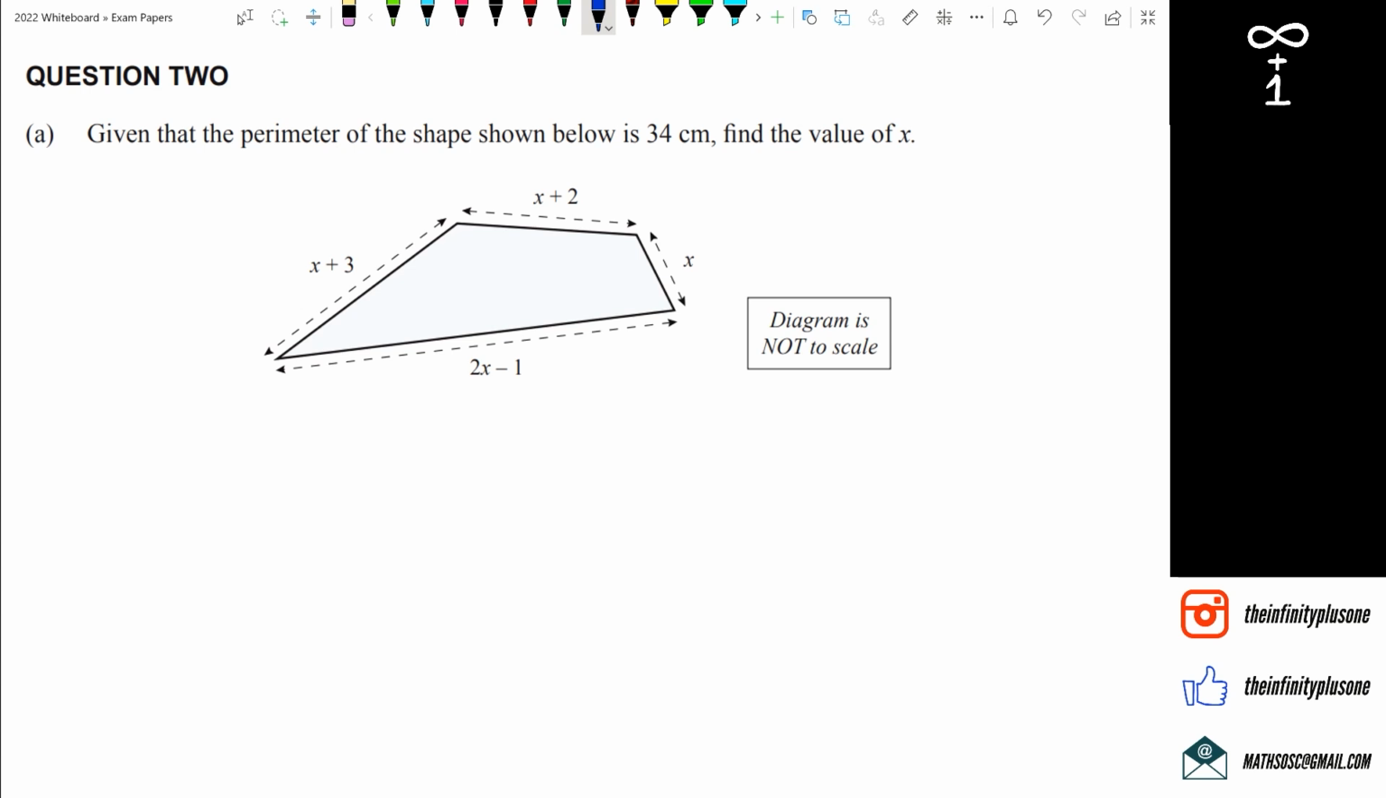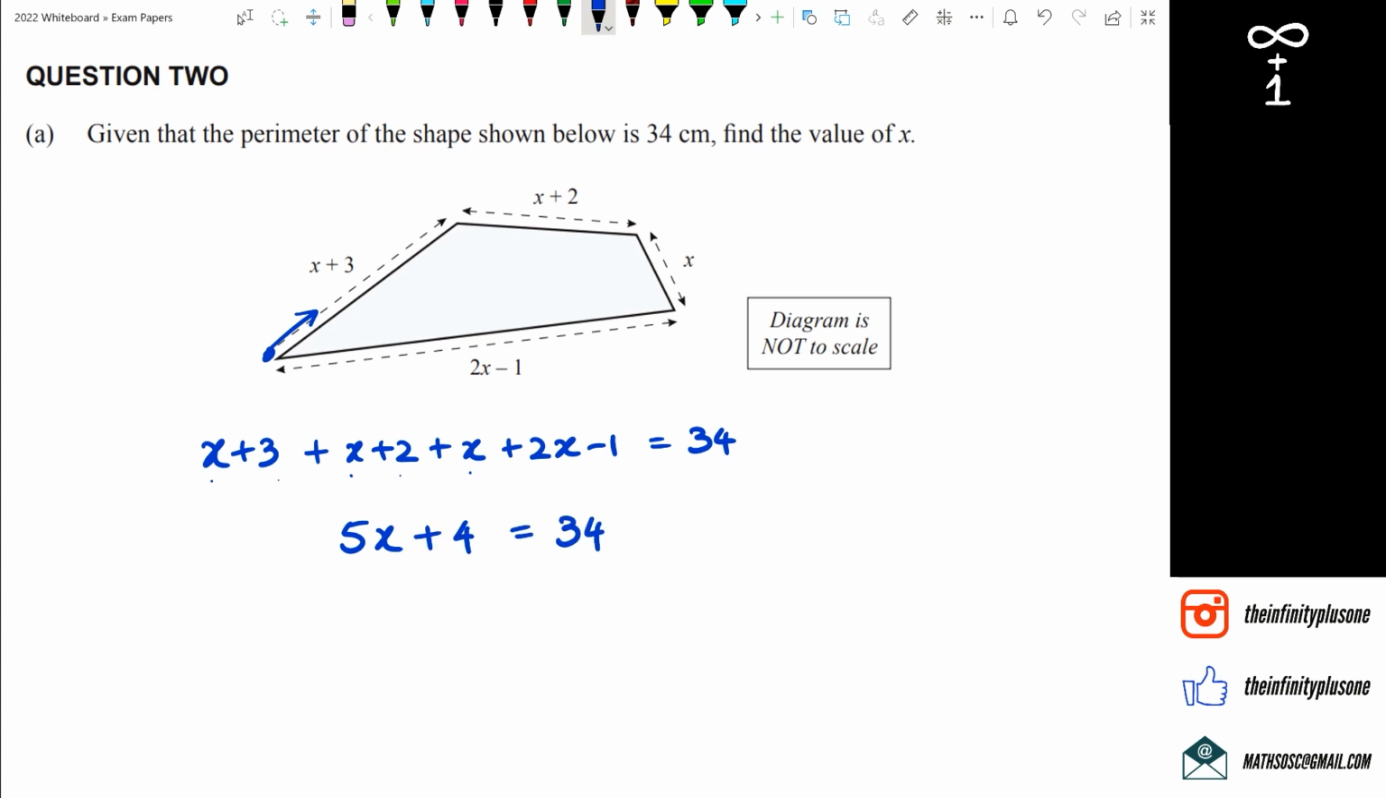So we're going to go x plus 3. We're starting from this side, and I'm going clockwise. So x plus 3 plus x plus 2 plus x plus 2x minus 1, and all of this is equal to 34. So I collect my x's. I've got 1, 2, 3, 4, 5, so that's 5 x's. Then numbers: 3 plus 2 is 5, 5 minus 1 is 4. So I've got 5x plus 4 equals 34.